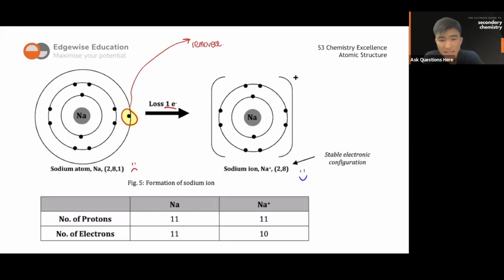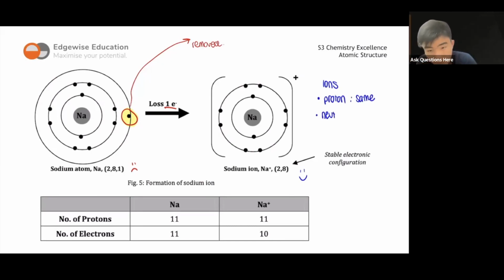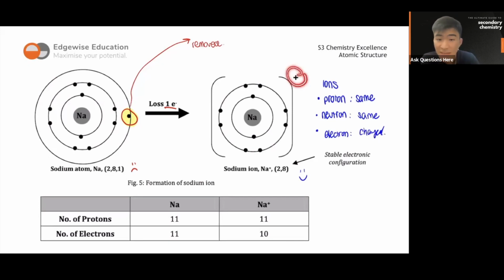And you realize what is the constant thing in ions versus atoms? The proton number is the same. The number of neutrons is also the same. The only thing that is different is the number of electrons. Electron has changed, that is the only thing that has changed. So don't tell me that because it becomes positive, I gain an extra proton. I only lose an electron. I lose an electron, that's why I have more protons than electrons, not because I gain a proton.